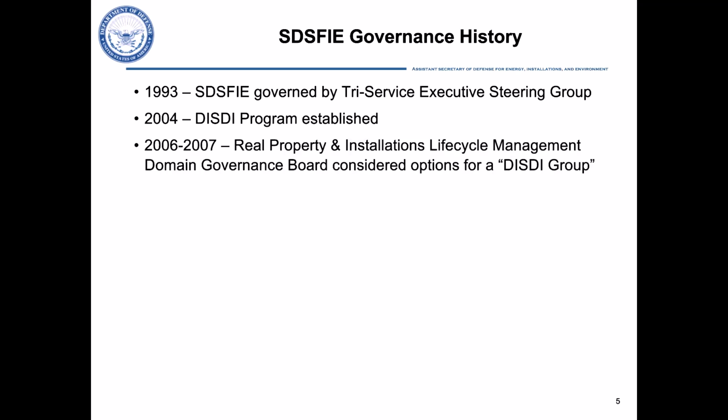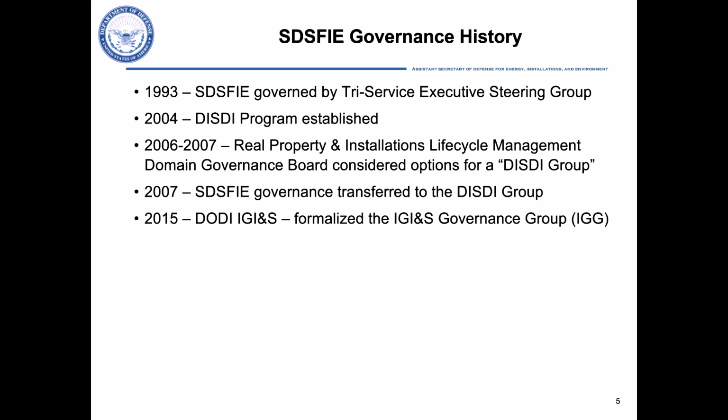During the 2006 to 2007 timeframe, the Real Property and Installations Lifecycle Management Domain Governance Board considered several options for formally establishing a DISDI group, or DISDIG, which would provide governance for what was now being called SDSFIE. On the 21st of March in 2007, the DISDI group was established by a memorandum from the Deputy Undersecretary of Defense for Installations and Environment, or I&E. The DISDIG included governance participation from all 4 armed services, the Army Corps of Engineers, Washington Headquarters Service, and the DoD itself in the form of a DISDIG chair who was appointed by the I&E Undersecretary.